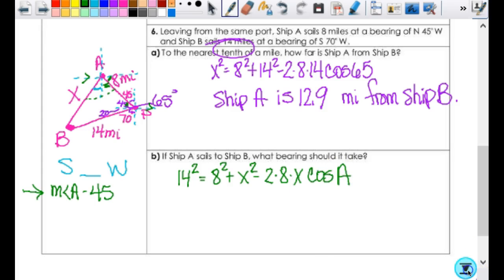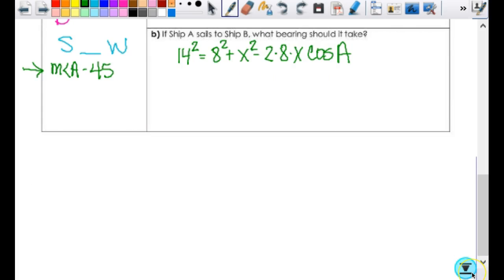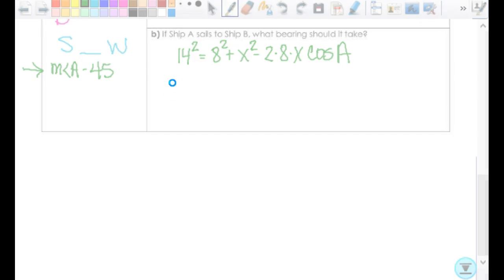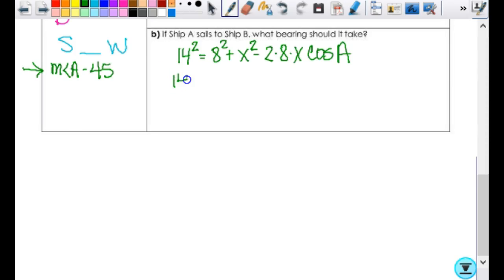Now I'm going to write the step that you may or may not want to write when you put it in your calculator. It's up to you, but just so that we're all on the same page here. I would do this in my calculator, because I'm not actually going to calculate this stuff by hand. I'm going to get 14 squared minus 8 squared minus x squared, right? Because I'm going to subtract these two away. This stuff here is all being multiplied by the cosine of A. So I'm going to divide by negative 2 times 8 times x. That's going to leave me with the cosine of A.